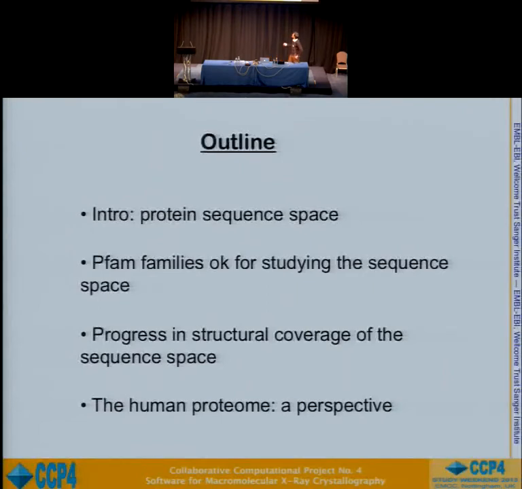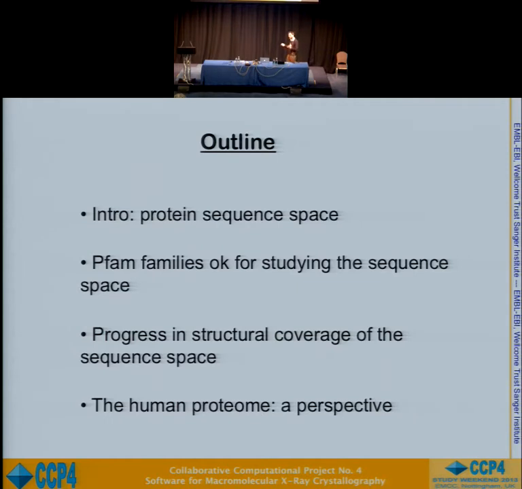The outline of the talk is very simple. I will start by defining the protein sequence space, telling you what we use as a proxy for the whole protein sequence space. And then I will try to convince you that using protein families, in particular we use PFAM families, are okay for studying the sequence space.